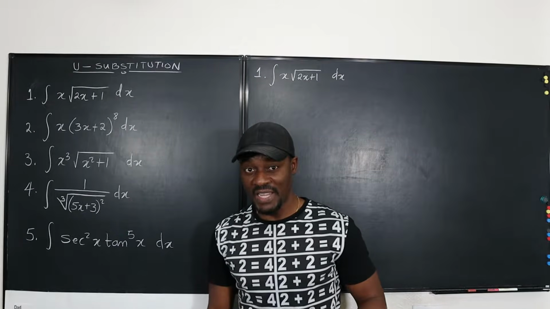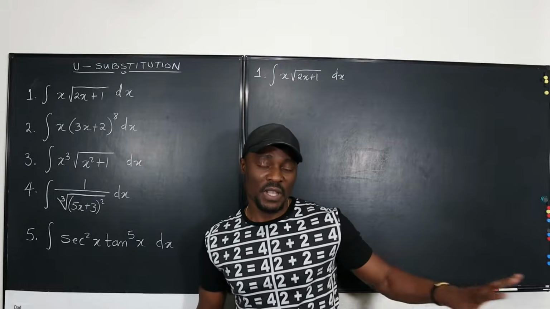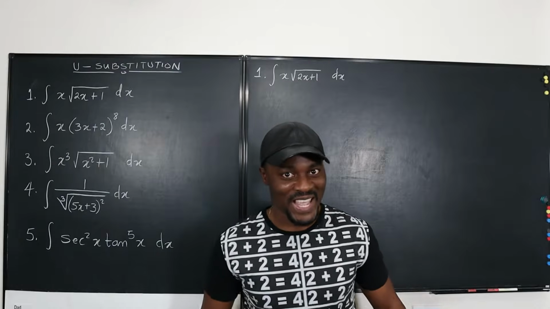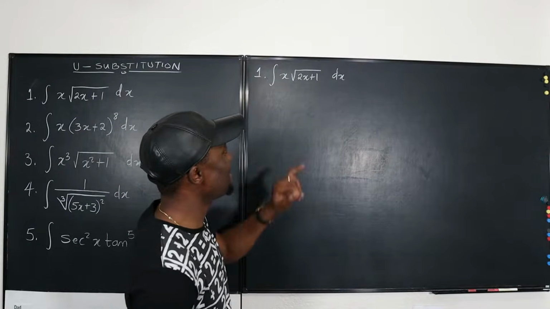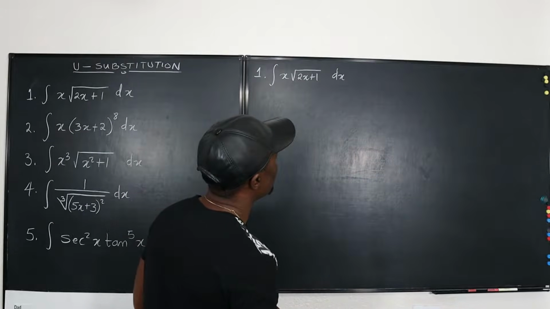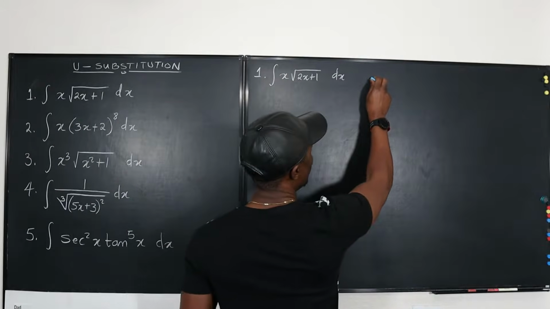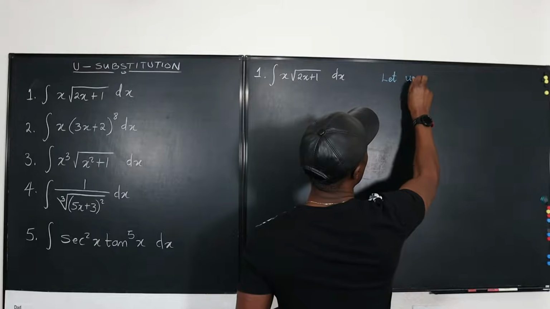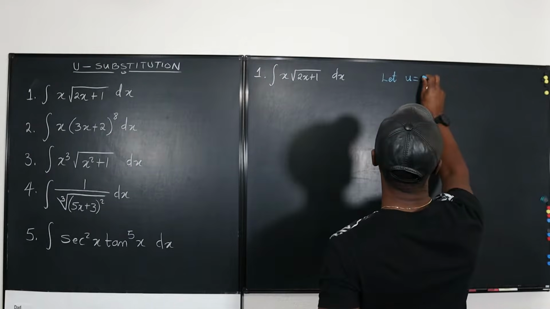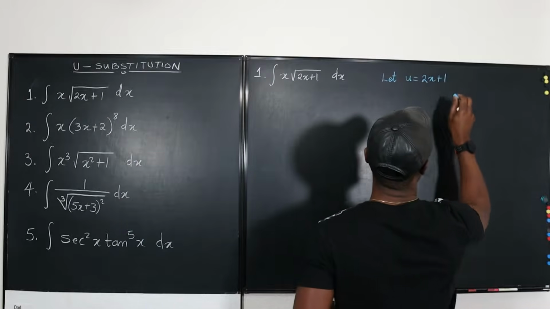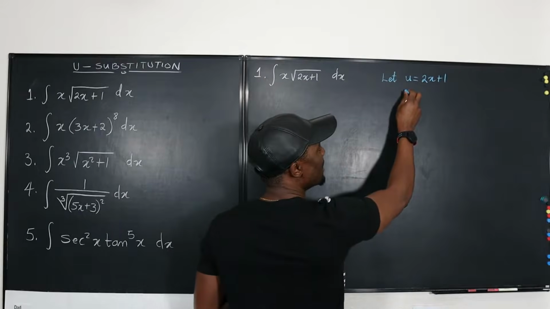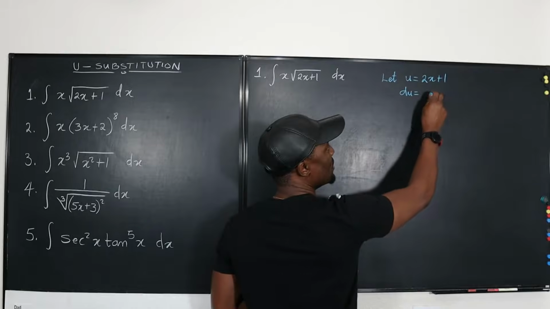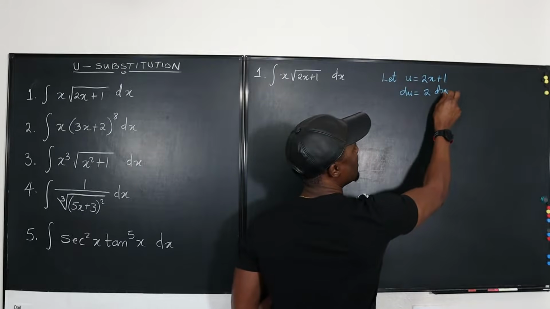Something you have to understand is that there's something called rough work, or side work, or whatever you call it. That's what I'm going to do. I'm going to look at this and, I'll write it in another color, say let U be this thing that is trapped in here, 2x plus 1. So let's quickly find the differential. So du is going to be the derivative of this, which is 2 dx.